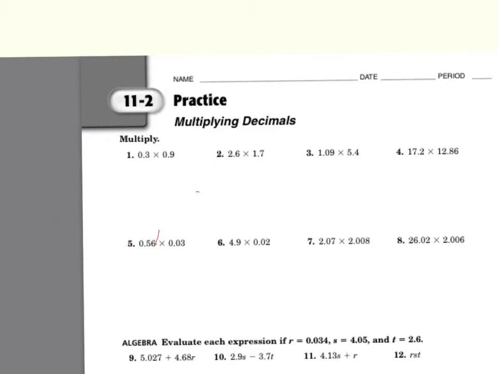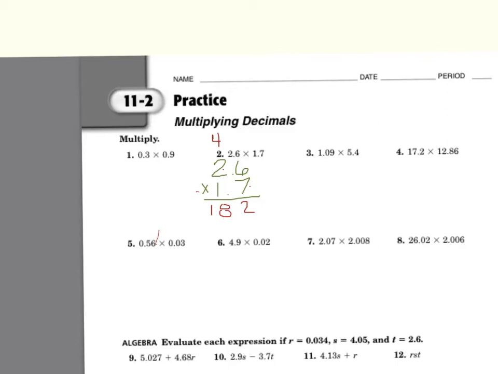Okay, number 2. 2 and 6/10 times 1 and 7/10. Okay. Multiply just like it's 26 times 17. 6 times 7 is 42. 42. And then 7 times 2 is 14. Plus 4 that you carried, that would be 18.